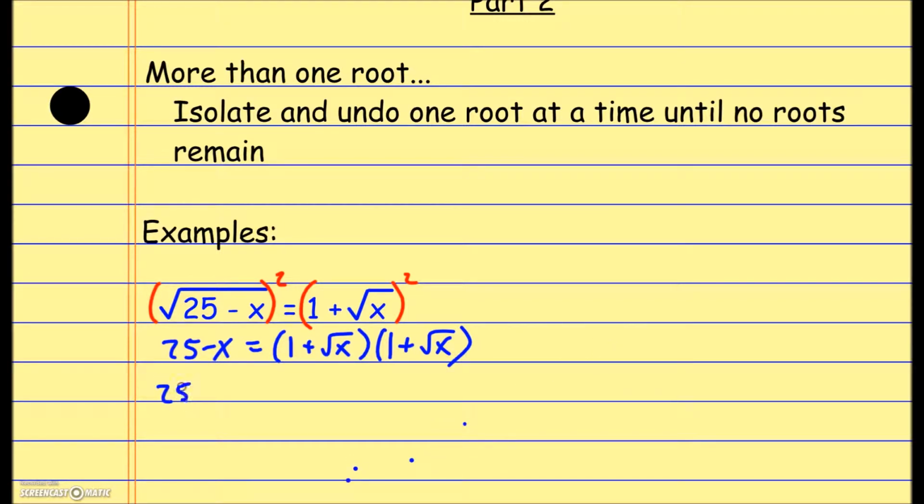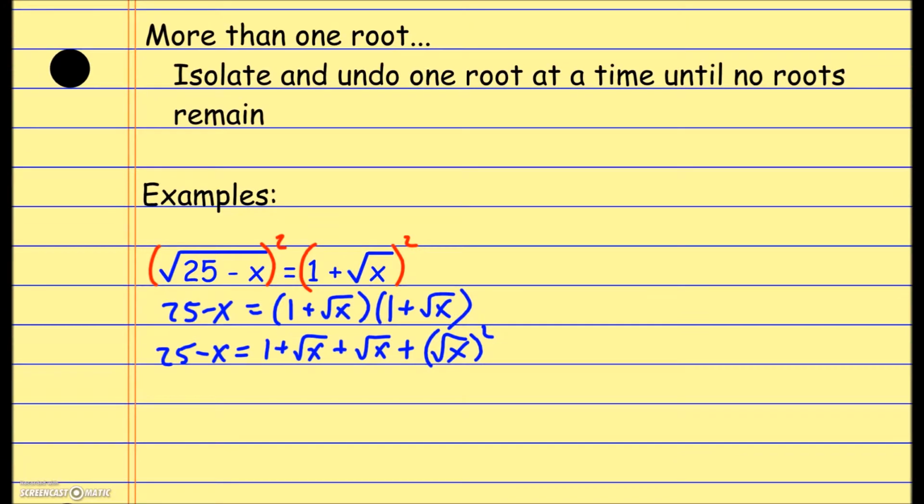So over here I still have the 25 minus x. Over here, when I start to do my distributive property, I distribute that 1. That gives me a 1 plus root x. Then I distribute the square root of x. That gives me a plus root x and a plus root x times root x. Remember, that's going to be like a root x squared. And remember, roots and exponents cancel each other out.